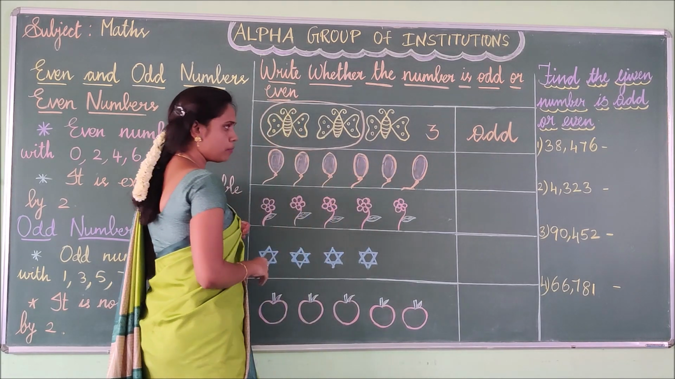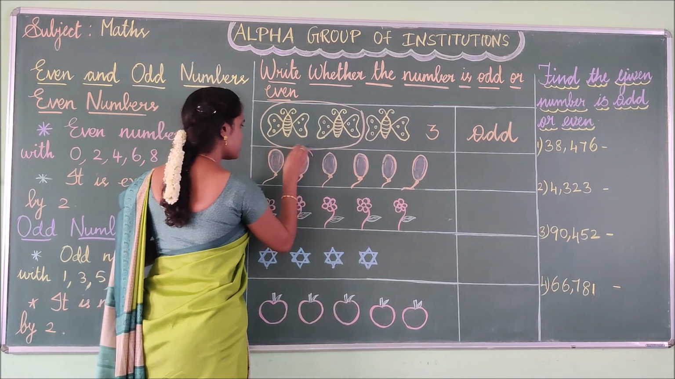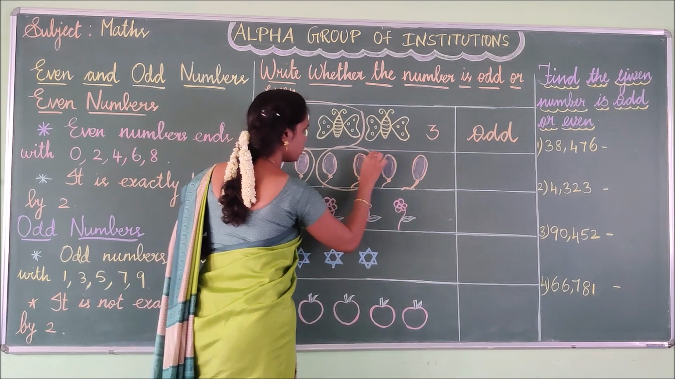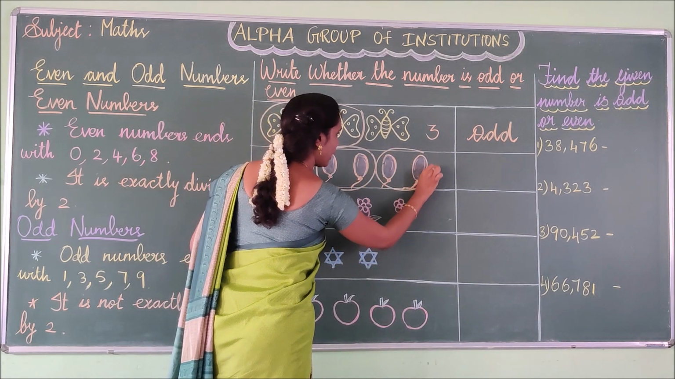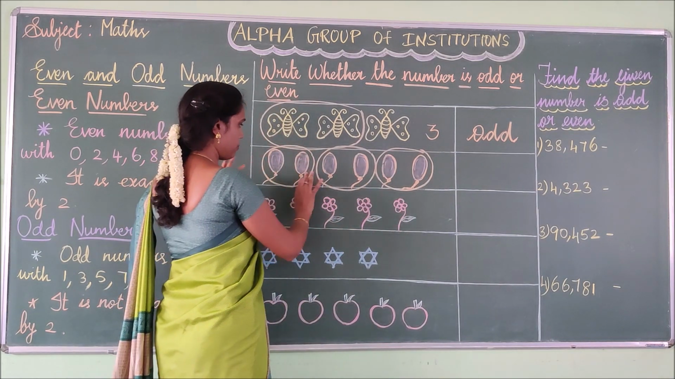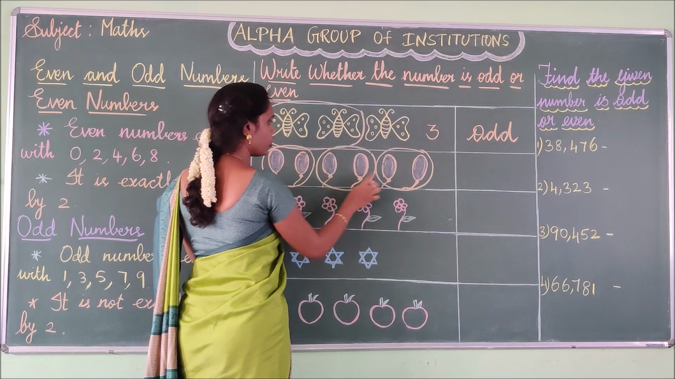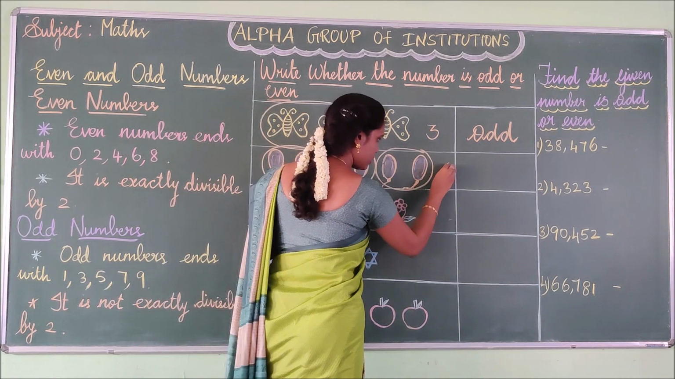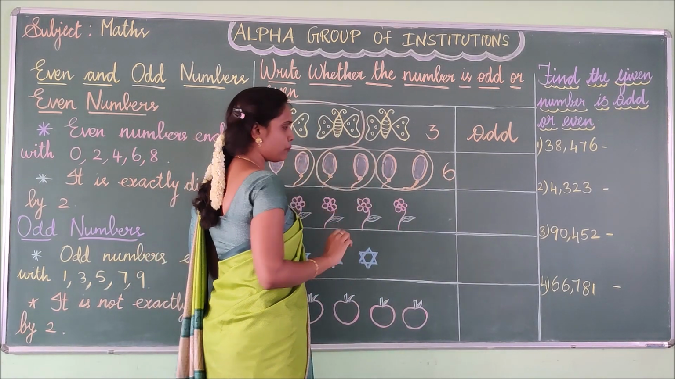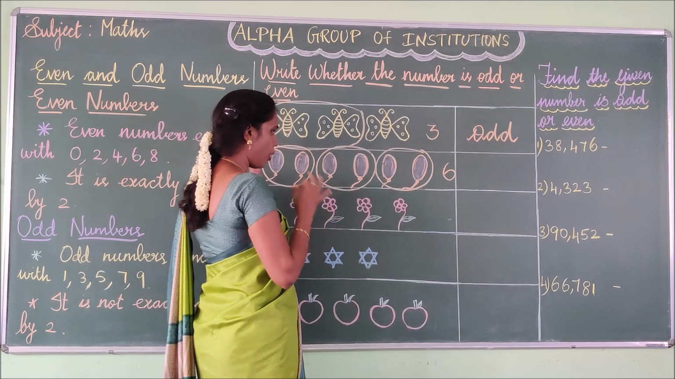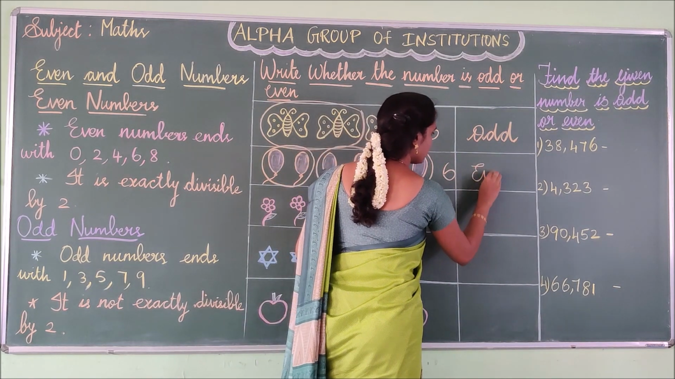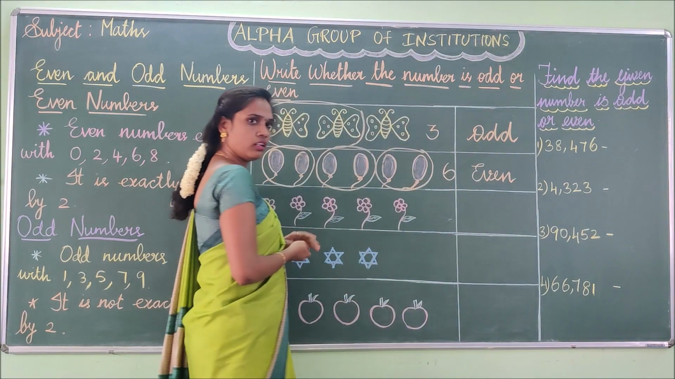Shall we pair the balloons now? You see here, this is the first pair, this is the second pair and this is the third pair. I don't have any left over here. I have paired all the balloons. How many balloons are there? 1, 2, 3, 4, 5, 6. Totally we have 6 balloons. If you want, you can count, or else just pair the objects. If nothing is left, it is an even number. Okay children, fine.